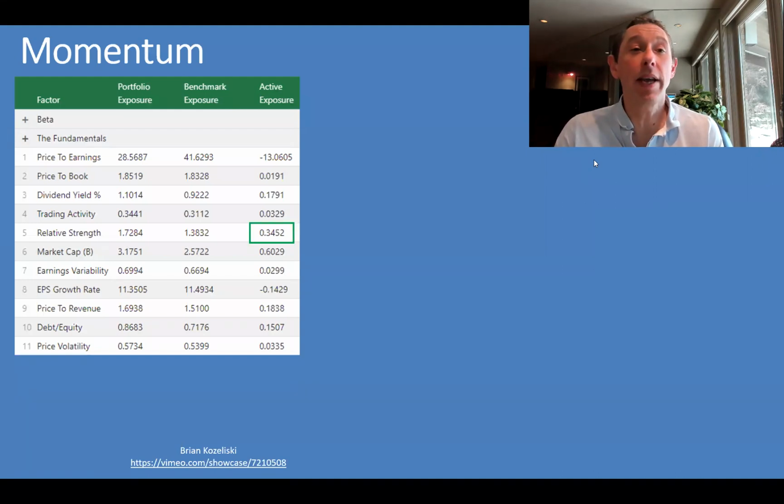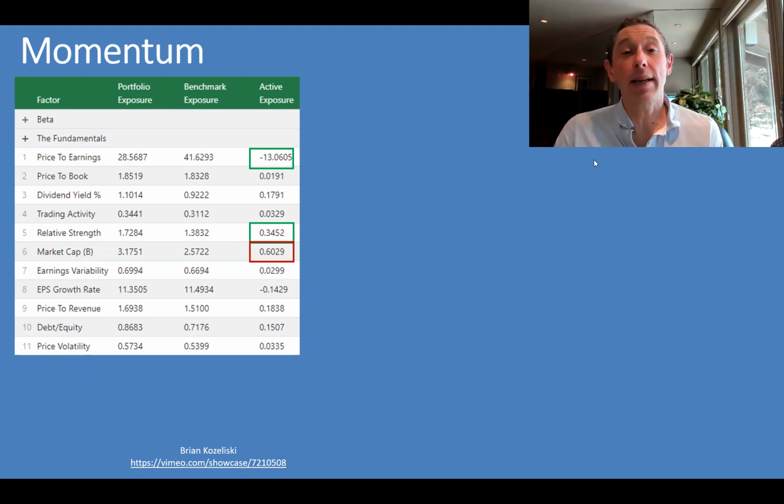So again, we can see here, yes, I have more momentum than the benchmark. At the same time, I have a negative exposure to price to earnings, which is favorable, although it's a bit unusual. This is a recent portfolio that I created, and value has been doing pretty well. Oftentimes, when you have a momentum portfolio, you will see the opposite, where you are a little bit more expensive.